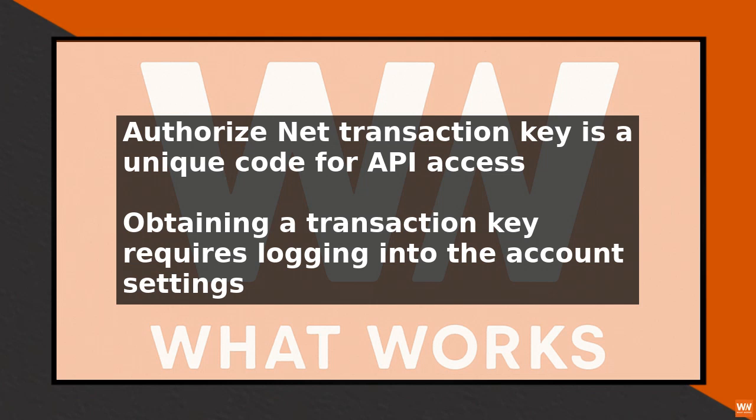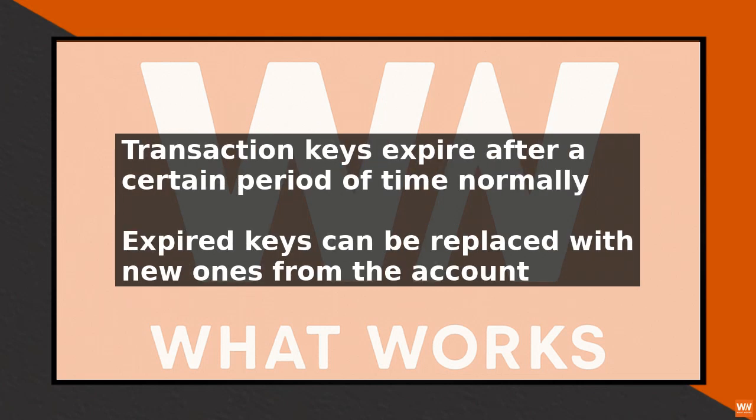to resolve them. First, let us understand how to obtain a transaction key. To get a transaction key, you need to log in to your Authorized Net account and navigate to the Settings section. Click on the API Keys and Transaction Keys option and then click on the Obtain Transaction Key button. You will then be prompted to enter a secret answer to a security question, and once you have done that, your transaction key will be displayed.